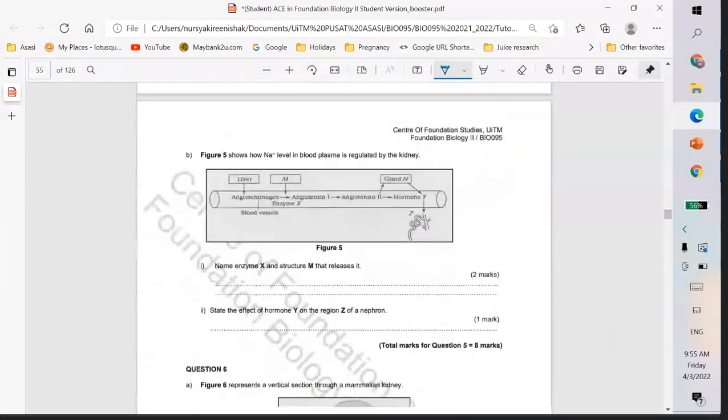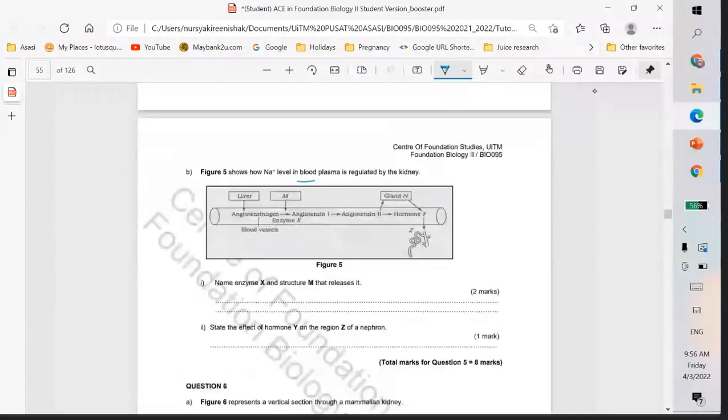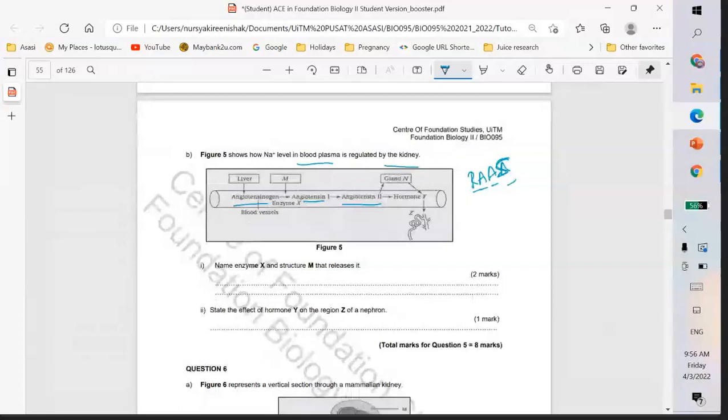Okay, so for the next question, saya buat semualah. So dia cepat sikit. For question B, figure 5 shows how sodium ion level in blood plasma is regulated by the kidney. If you look at this diagram, you can see the words angiotensinogen, angiotensin 1, angiotensin 2. So this you have to understand on RAS, the renin-angiotensin aldosterone system.